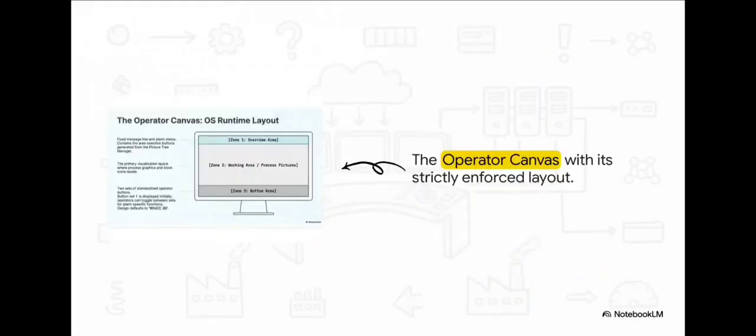All of these icons and faceplates live on the operator canvas during OS runtime. And just like the faceplates, the canvas layout is strictly enforced. You get 3 specific areas: a fixed overview area at the top for alarms and navigation, a central working area for your actual process pictures, and a dedicated button area at the bottom. Because of this layout, the operator always knows exactly where to look.